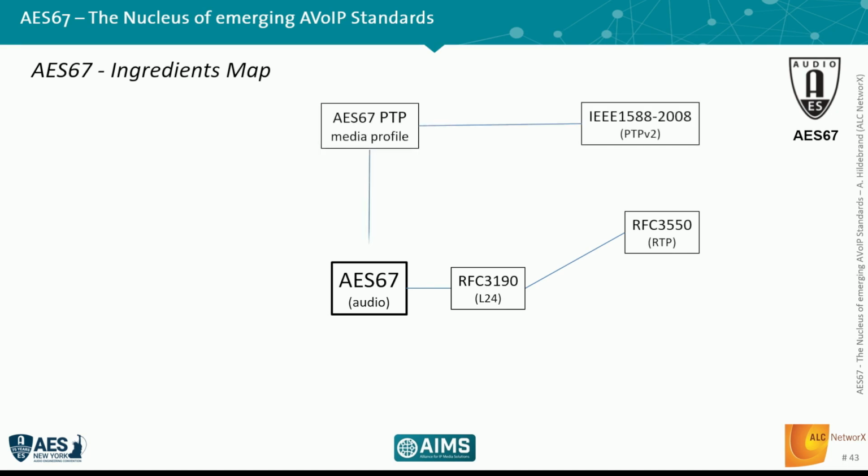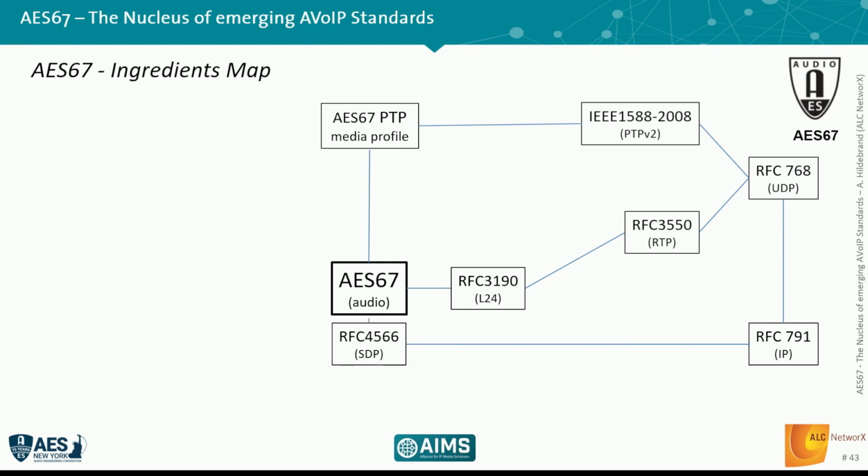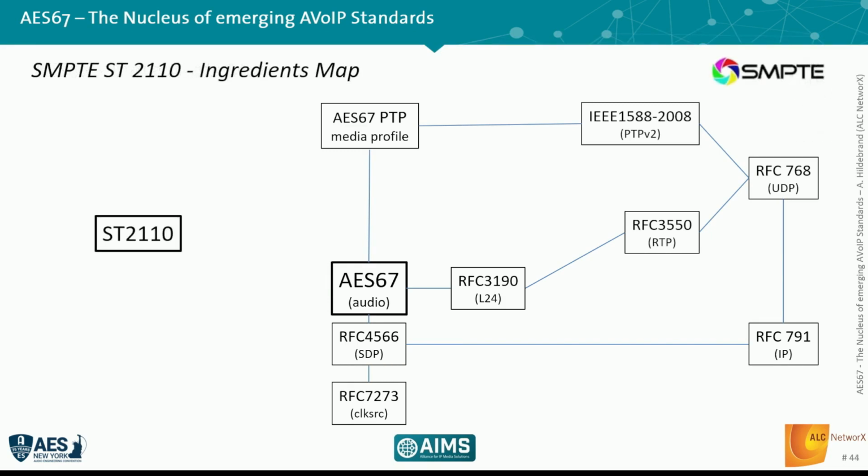We have PTP version 2 with a particular AES67 PTP profile. We have, of course, IP as the underlying transport protocol. We have SDP for description of the streams. All of this is AES67. Now 2110 comes into game.